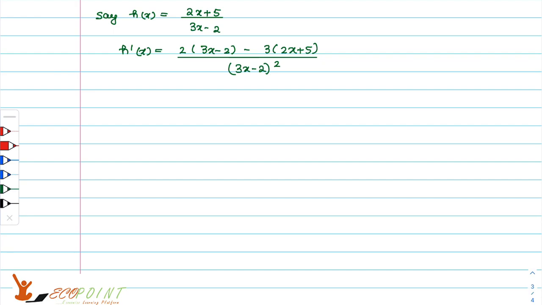You can also use as an example for the quotient rule the relation between the average and the marginal value of the function.